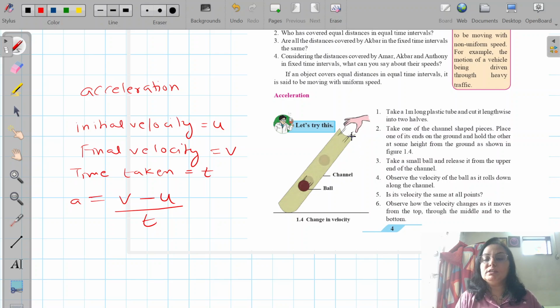We saw that the velocity is not the same at all the points. It was 0 initially, then it increased towards the end of the tube, and when it hit the ground, the velocity became 0. So the rate of change of velocity is called acceleration. Now we are going to cover positive and negative acceleration and uniform and non-uniform acceleration in our next topic.